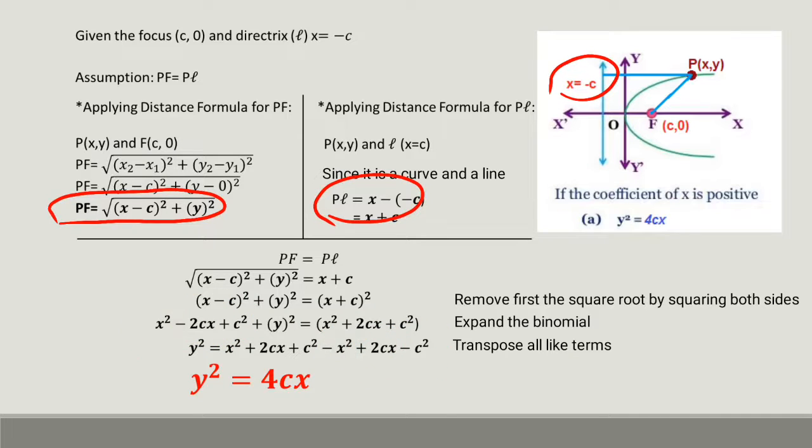Okay. So, by observation, meron tayong positive x squared. Meron tayong negative x squared. So, makakancel sila. Then, meron tayong positive c squared. Meron tayong negative c squared. So, by observation, makakancel din sila. Then, ang matitira is positive 2cx, positive 2cx. Then, the equation is y squared is equivalent to 4cx.